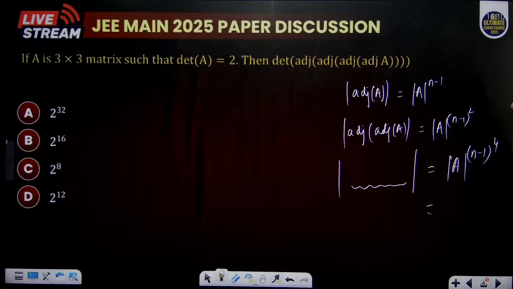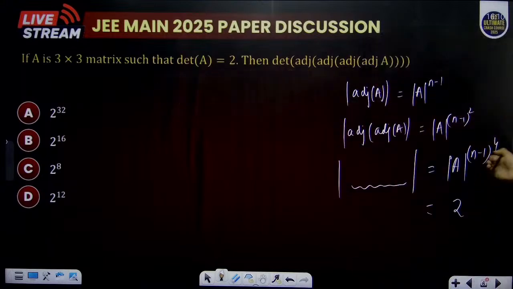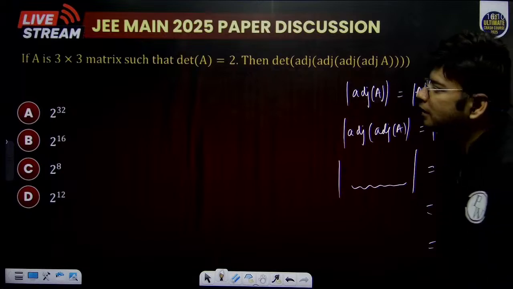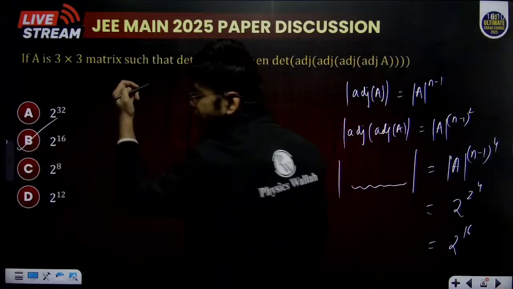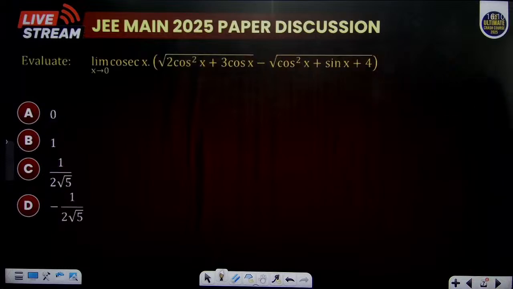What is the value of determinant A? That is 2. Order of matrix is 3. So 3 minus 1, 2 raised to the power 4. The answer will be 2 raised to the power 16. That means option B will be the correct one. Again, easy questions. Try to attack these questions at the very start. You should solve this and wrap up these questions in 1 or 2 minutes and move forward.